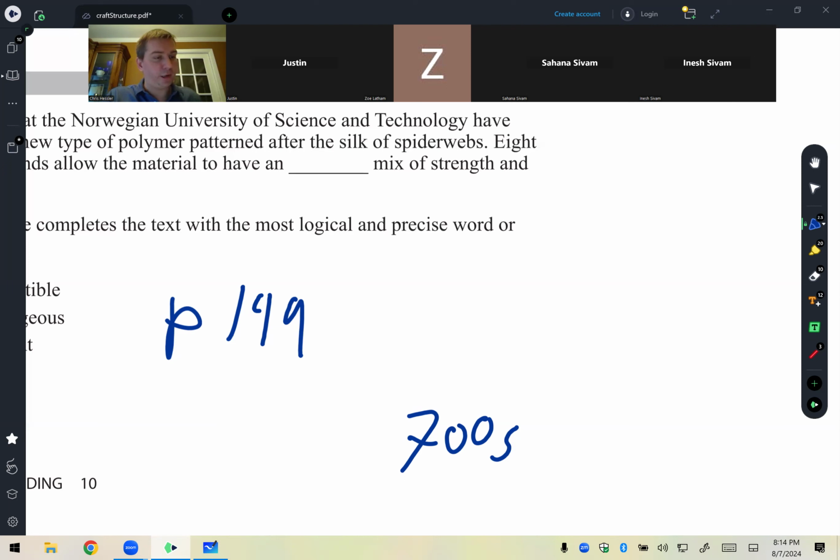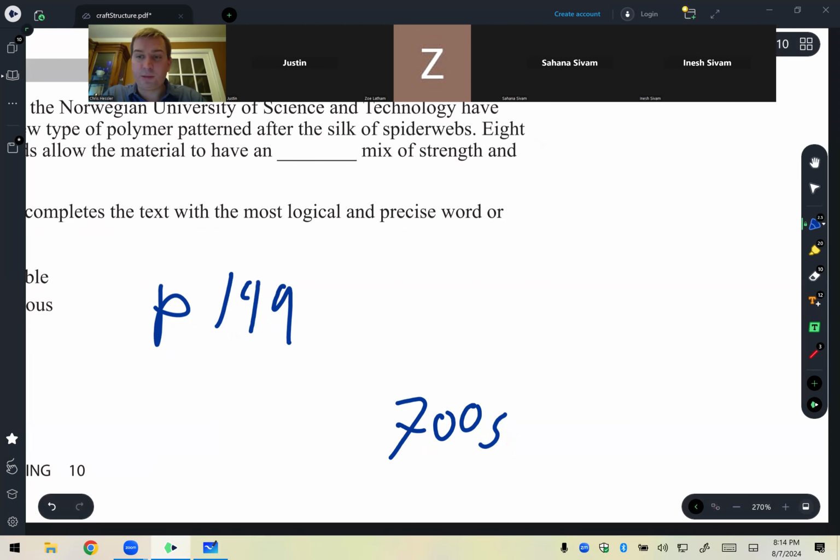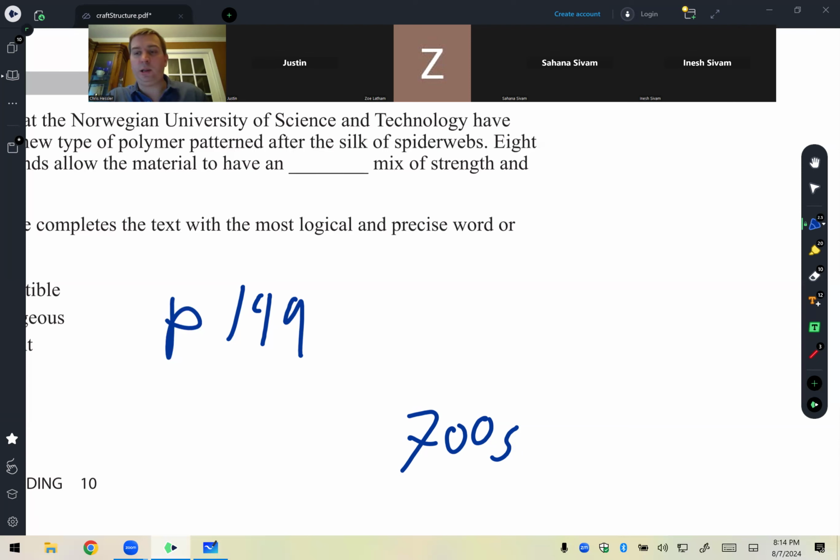And it looks like the paired passages start around question 8. So try all 10 of these. Give us a few minutes, and then we'll go over them together, and then that'll be it for tonight. So give these ones a try from the book, page 149.